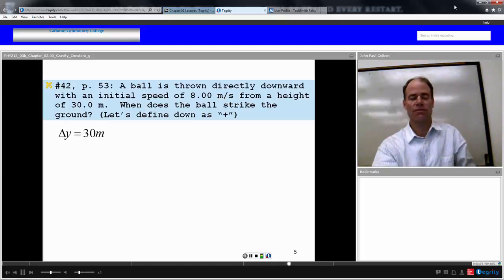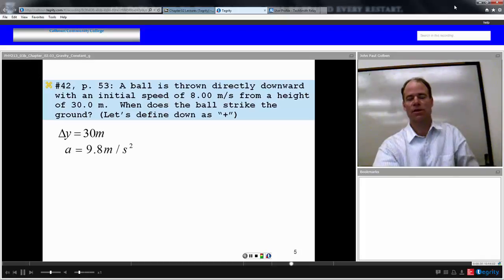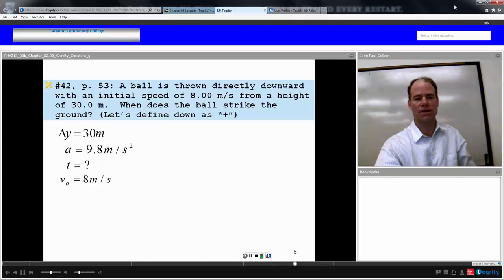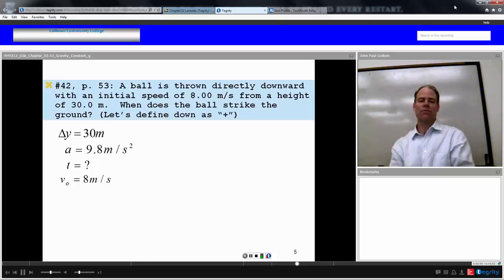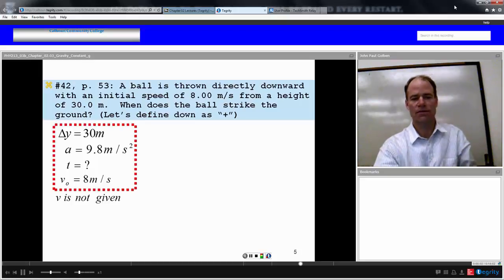So we have our displacement, 30 meters down, is positive. Acceleration of gravity is 9.8 meters per second squared, positive. Our initial speed will be positive, and time is what we want to find. So we have 3 variables and time we want to find. Final velocity is not asked for and not given, so we'll work with these 4 variables here.